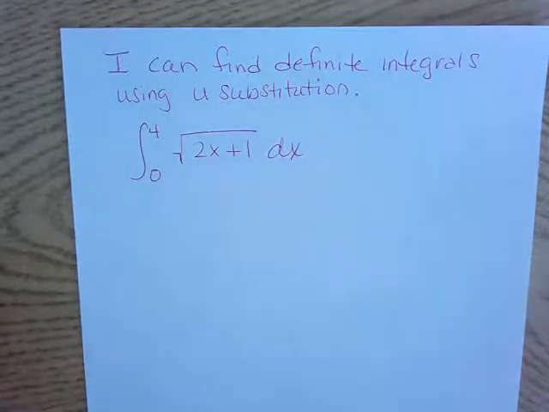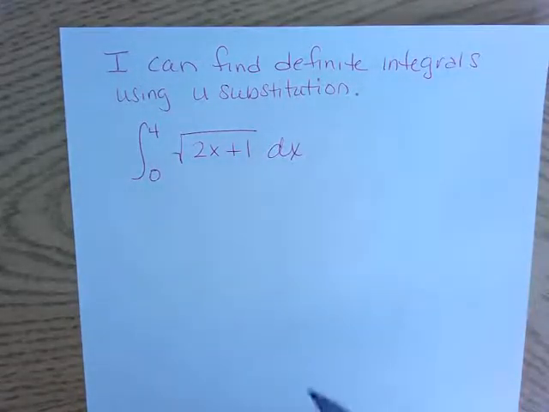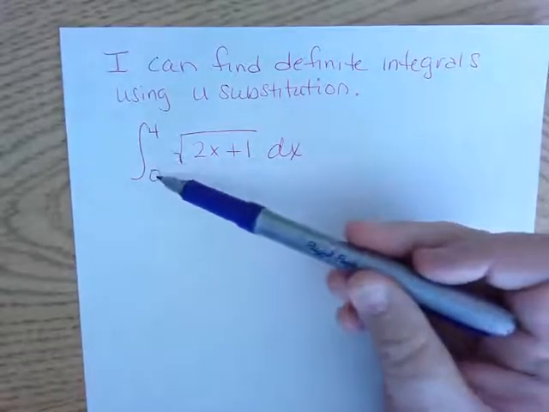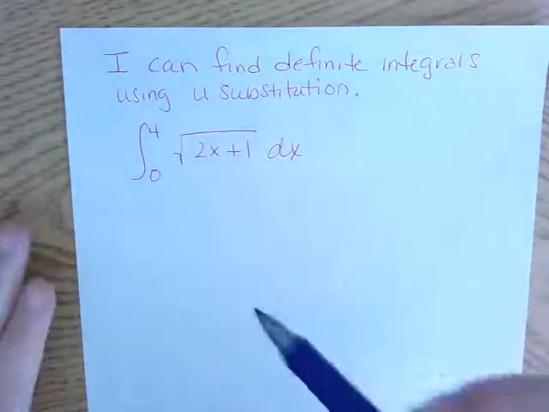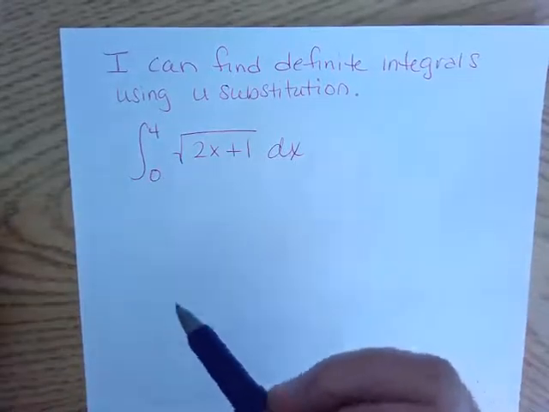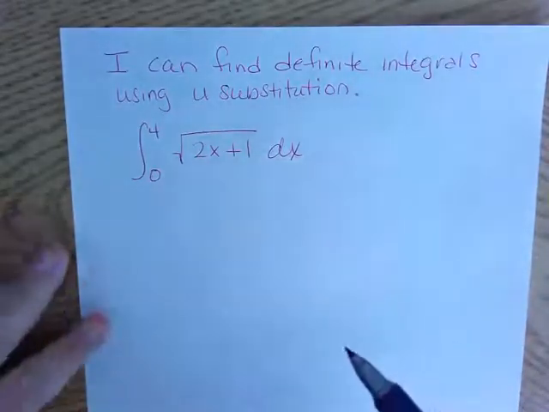Okay, this learning target says I can find definite integrals using u substitution. So this time, when we undo the chain rule, we're looking for definite integrals. We actually have an a and a b. So we start this exactly the same way by identifying our inside function.